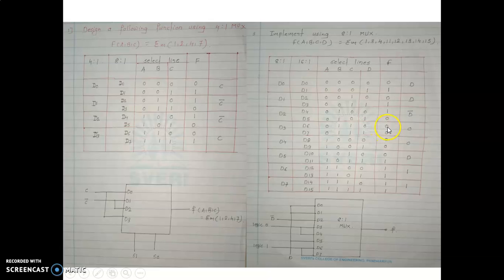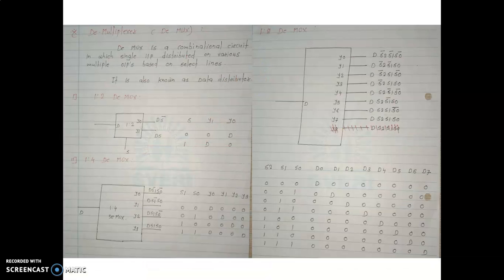Here in D3, if D is 0, the function is 0. If D is 1, the function is also 0. So if the 2 zeros are there, we have to put 0. In the function, if the 2 ones are there, we have to put a 1. If the function is the same, then we put D as it is. If complement is there, then we put the complement. In this way we can represent the multiplexer.